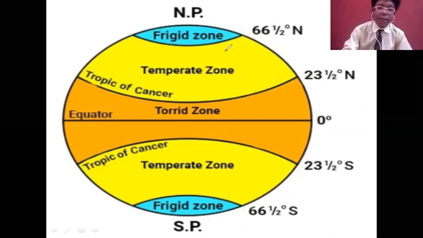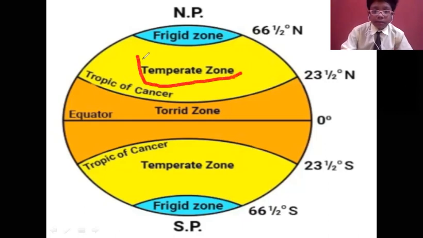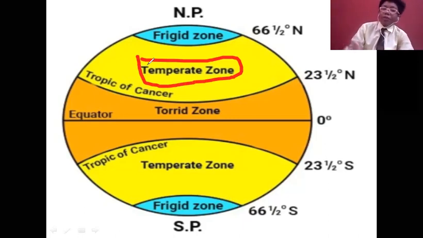The next is the temperate zone. Temperate means moderate, that is, neither very hot nor very cold. The areas on the Earth lying between the Tropic of Cancer and the Arctic Circle in the northern hemisphere, and the Tropic of Capricorn and the Antarctic Circle in the southern hemisphere, are the two temperate zones of the Earth.